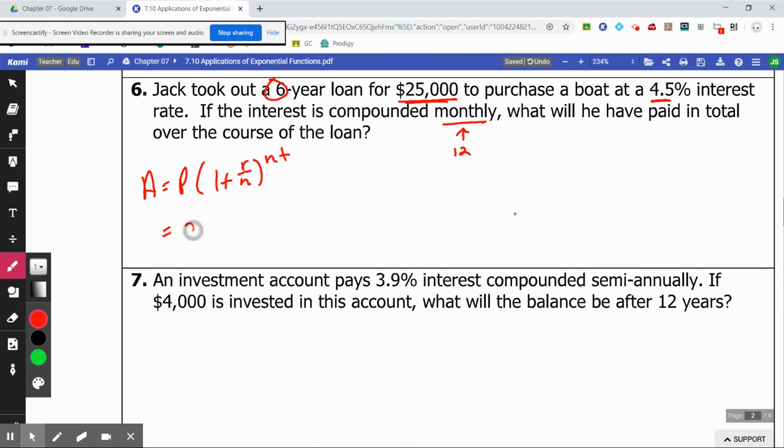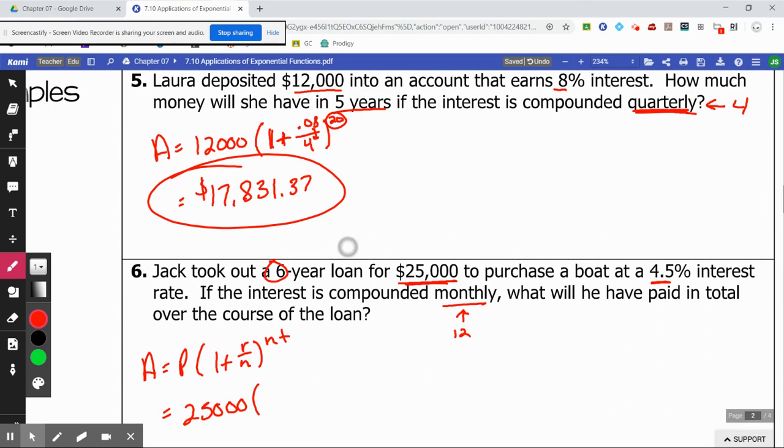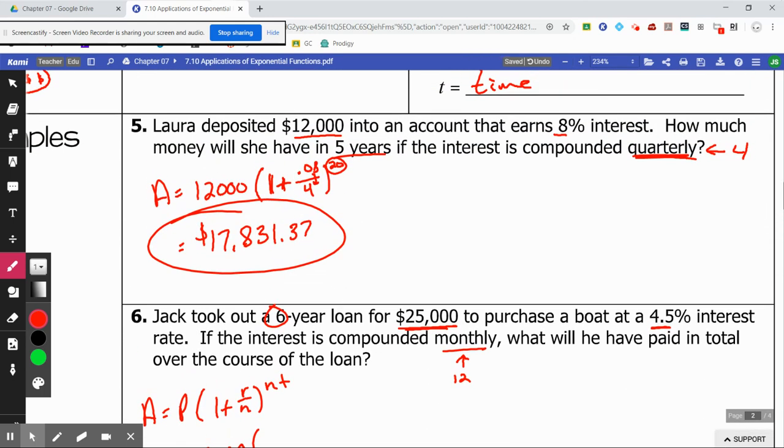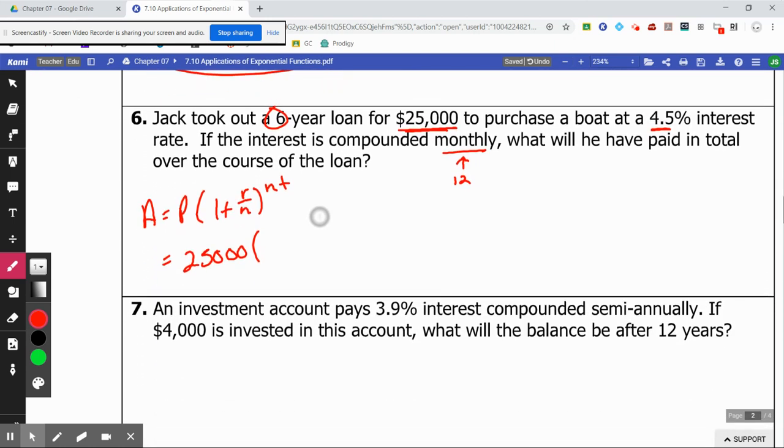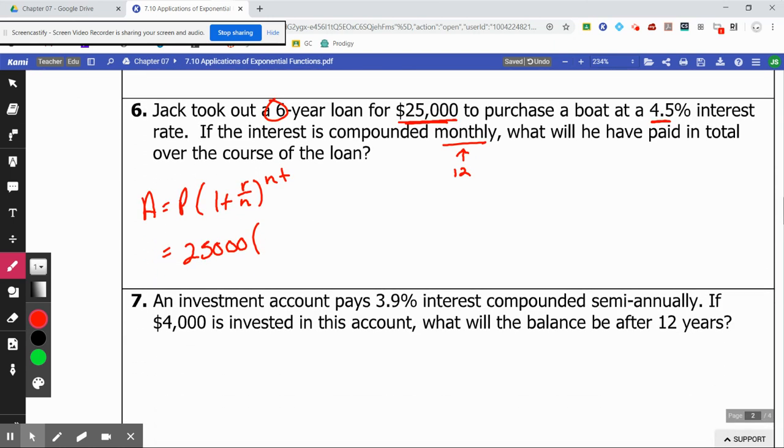So let's plug everything in. $25,000 loan. Now he's borrowing money. In the last one, we were actually depositing money, so you got to be careful here. So the 1 plus the interest rate would be 0.045, and that's going to go in for the R, 0.045 over N. It's a 6-year loan, and we want to know over the course of the loan how much he's paying. Raised to the NT power, so that would be 6 years times N, which is a 72nd power.